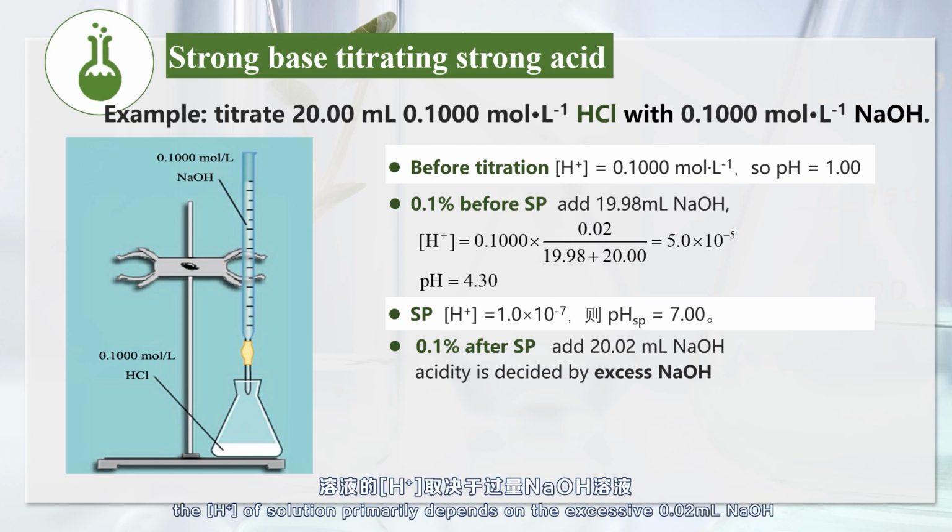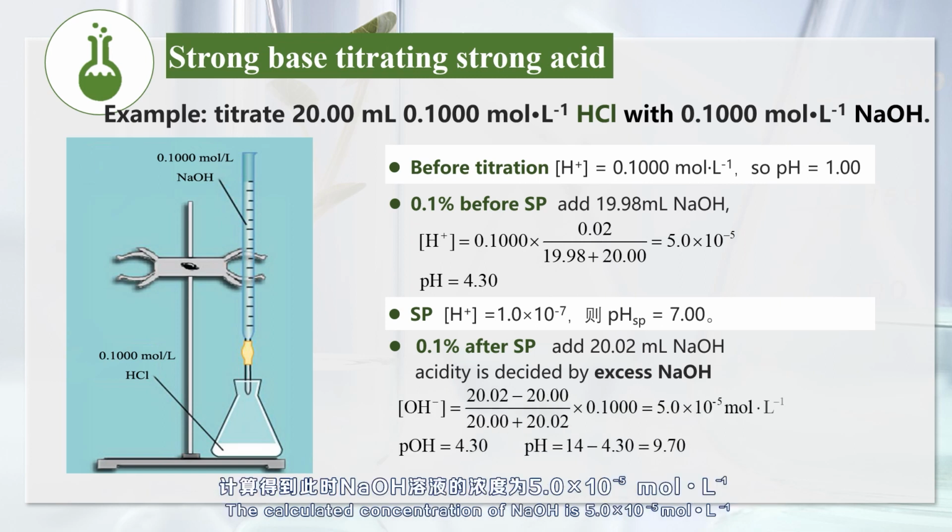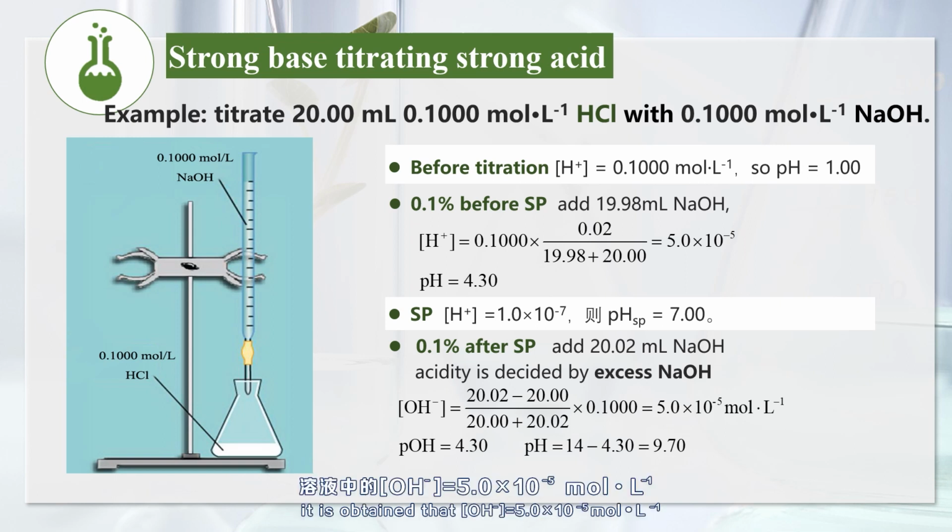At the point 0.1% after the stoichiometric point, where 20.02 ml sodium hydroxide is added, the hydrogen concentration of the solution primarily depends on the excess 0.02 ml of sodium hydroxide. The calculated concentration of sodium hydroxide is 5.0 times 10 to the minus 5th power mol per liter. Based on the simplest formula, the hydroxide concentration equals 5.0 times 10 to the minus 5th power mol per liter. So pH equals 14 minus pOH, which equals 9.7.